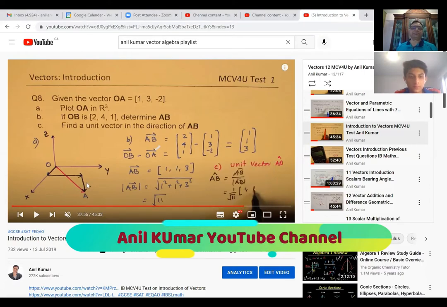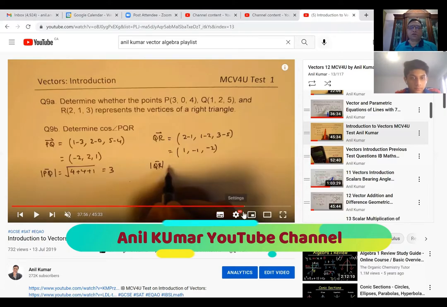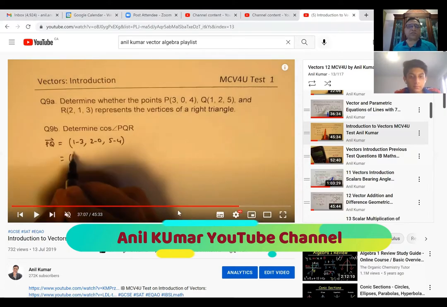Next question. So this is one of your past test papers, and I hope you'll get similar test papers that should help you. Question number 9A. Can you solve this question? Determine whether the points P(3, 0, 4), Q(1, 2, 5), and R(2, 1, 3) represent the vertices of a right triangle. How will you do this?